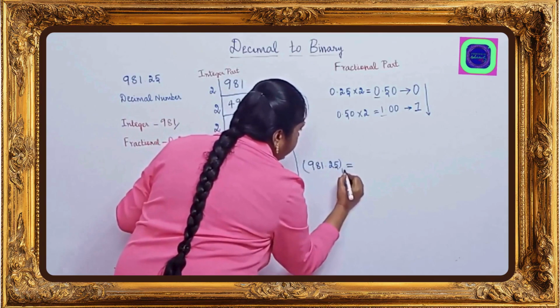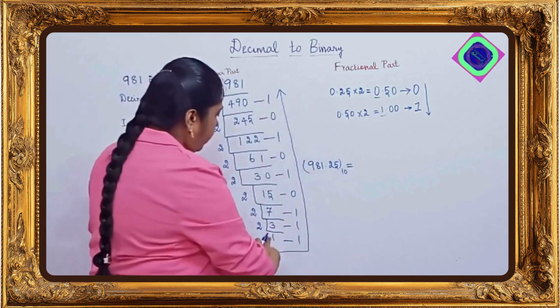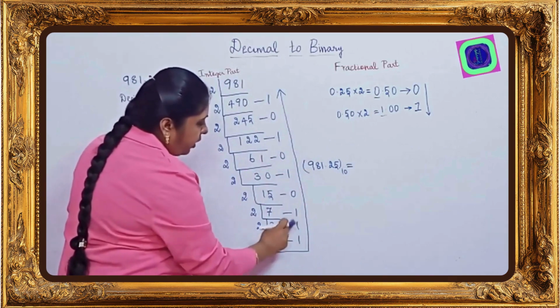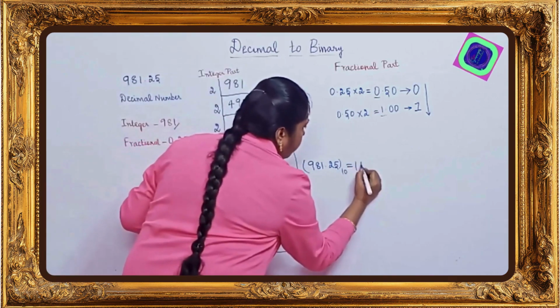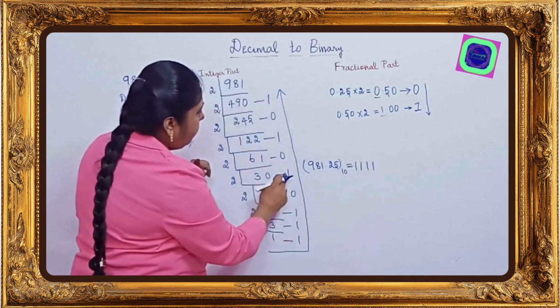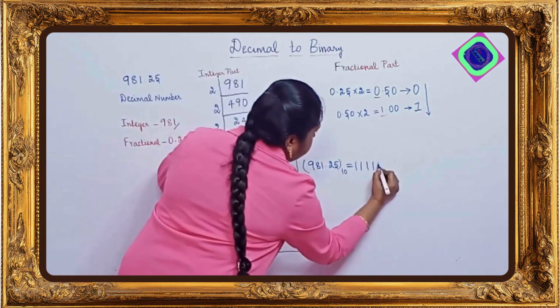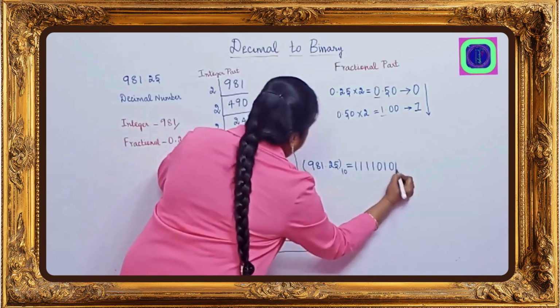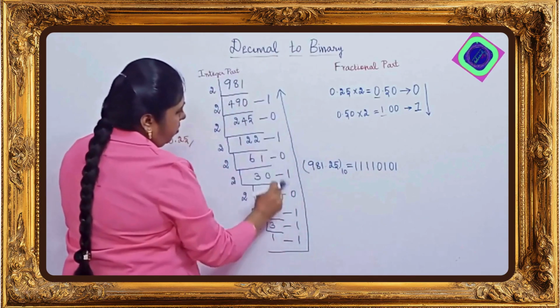This is the given decimal number. So the values can be written as 1 1 3 4. 4 ones we have 1 2 3 4. Okay, 1 1 1 1. Again 0 1 0 1 0 1 0 1. Again 0 1. Okay.